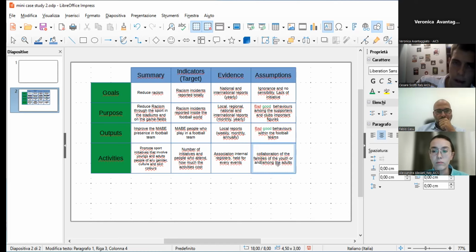So can I close my screen share or wait? Do we have to work on the activity now? No. It was just... okay. Just go as you like. Okay. Okay.